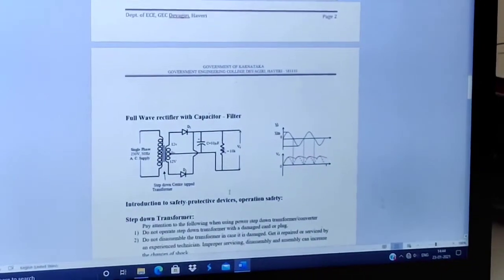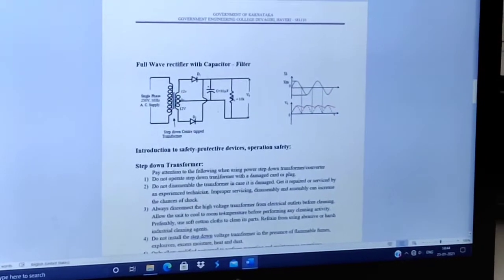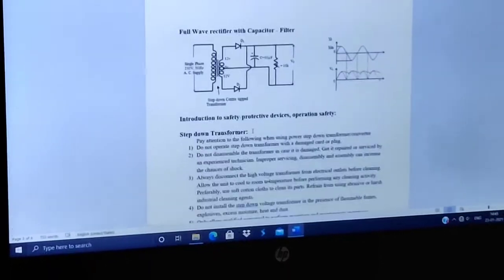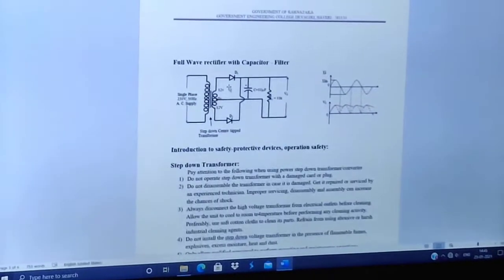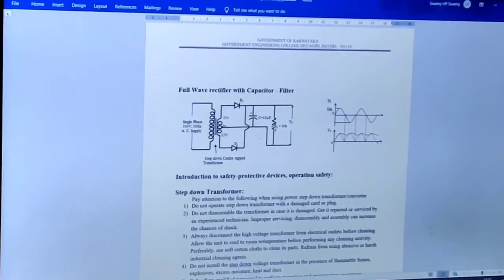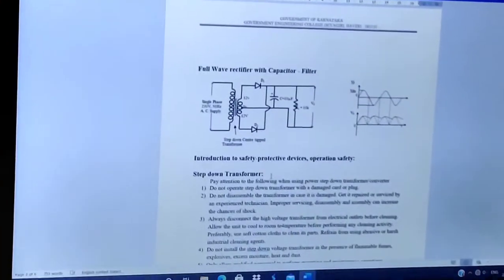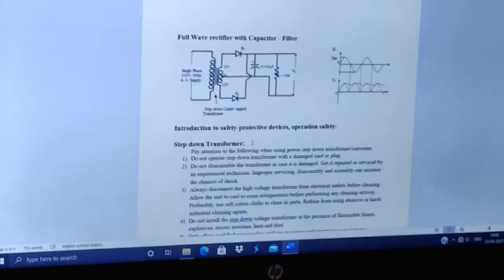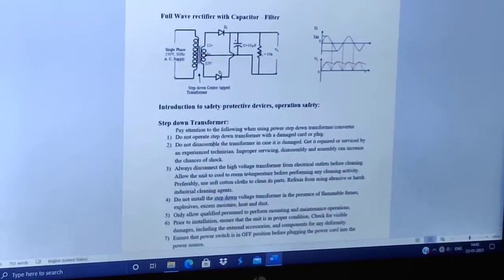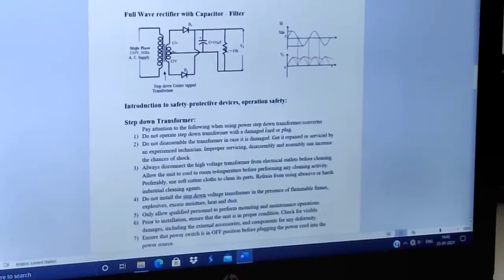Next is introduction to safety protective devices or operation safety. Before going to the step down transformer, the other components are diode, capacitor and resistors, which are explained in the introduction to safety protective devices in experiment number 1. Therefore, I am taking only the step down transformer here, which is special in this experiment. When using a power step down transformer, also called a converter, you have to pay attention to the following.